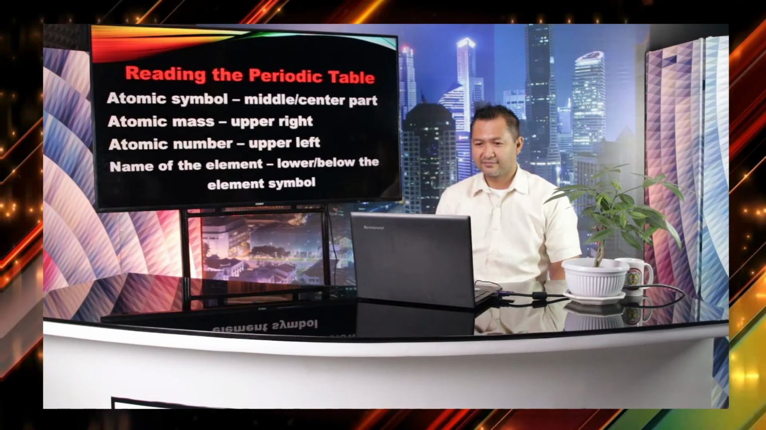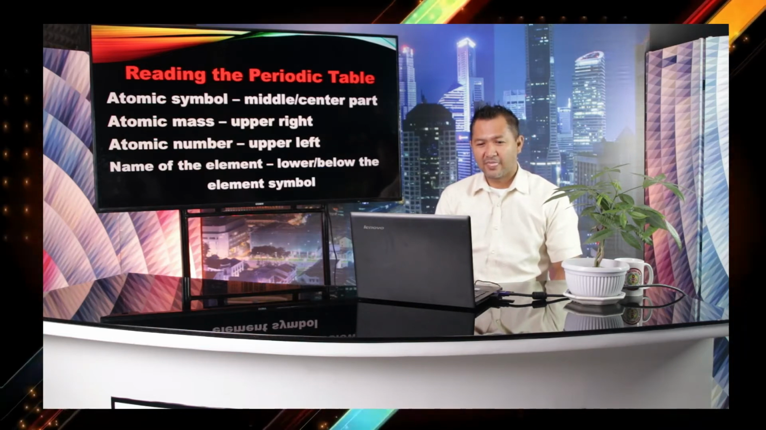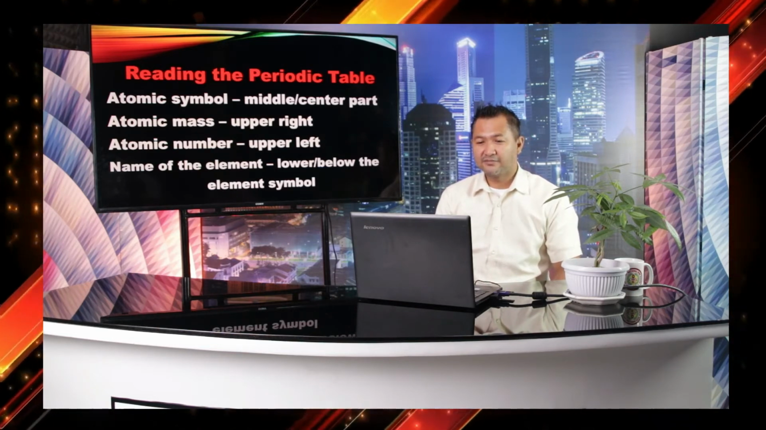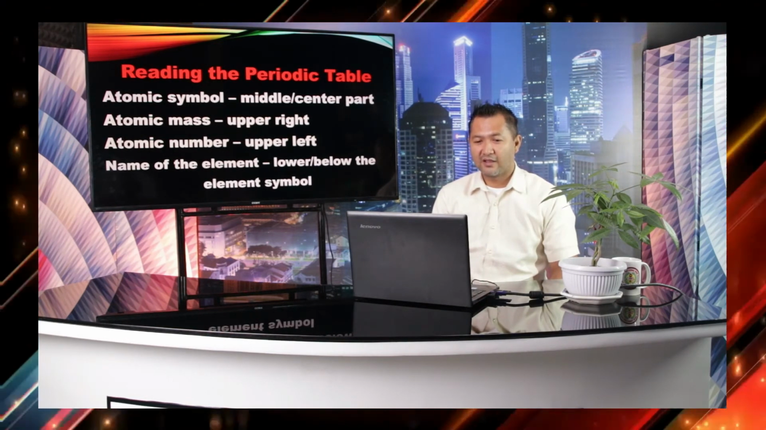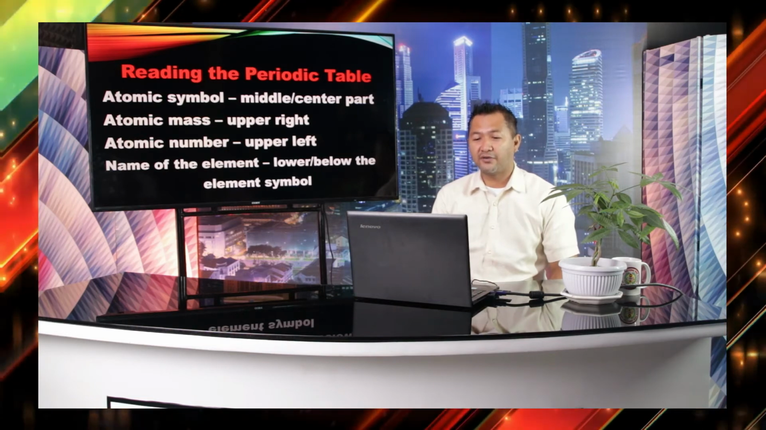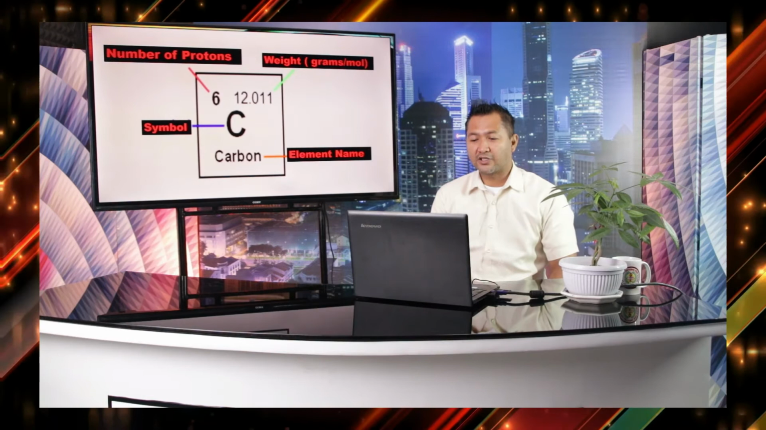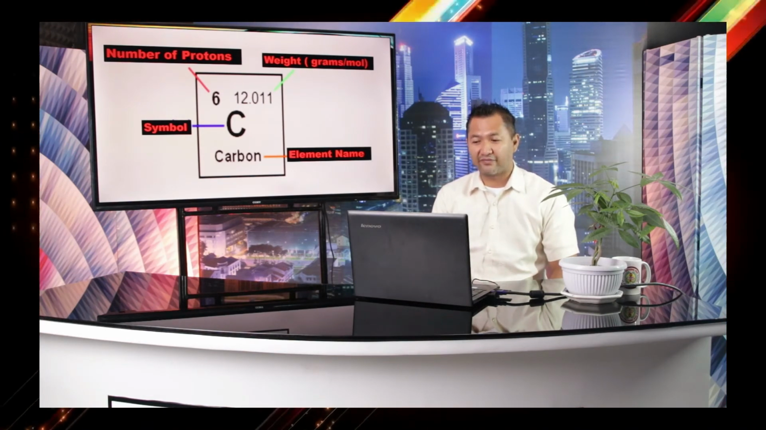Now, do you know how to read your periodic table? Reading the periodic table: the atomic symbol is found in the middle or center part. The atomic mass is found in the upper right. Atomic number is found in the upper left.